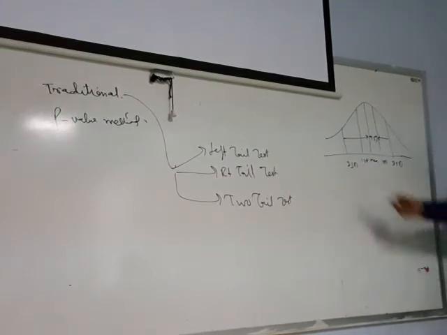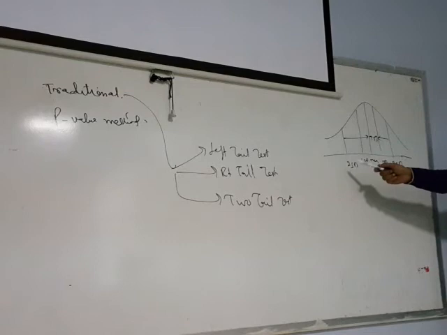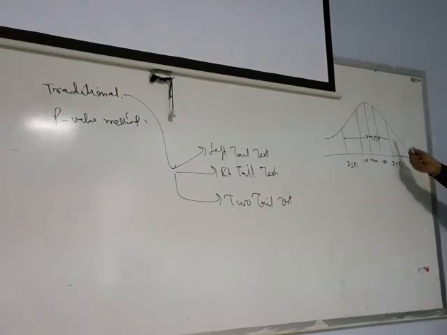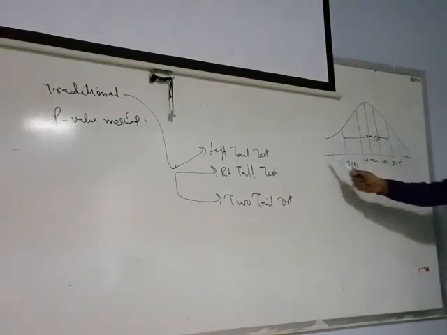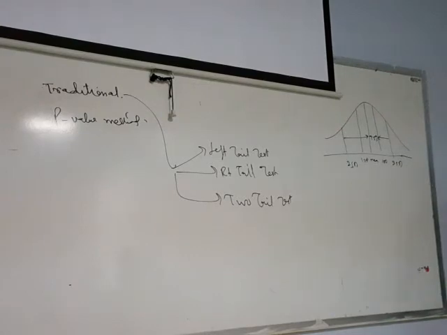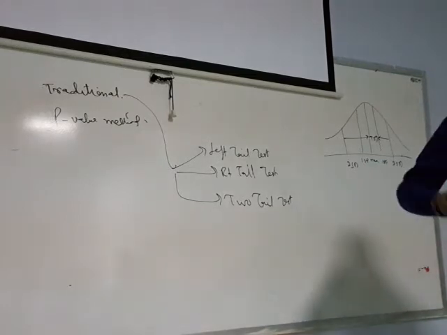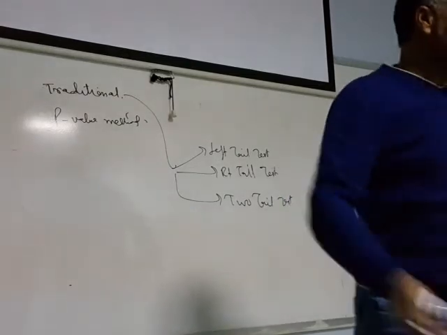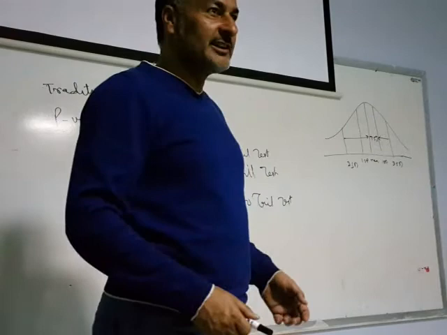So what is the tail? The tail is here in the normal distribution. So either I do this side test, or this side test, or I do it on both sides. Is that clear? But how do we determine that? The question is how we determine which tail we have to test. Any idea?